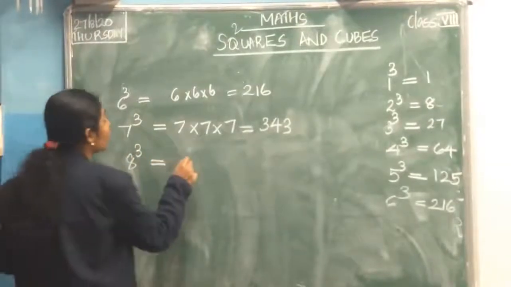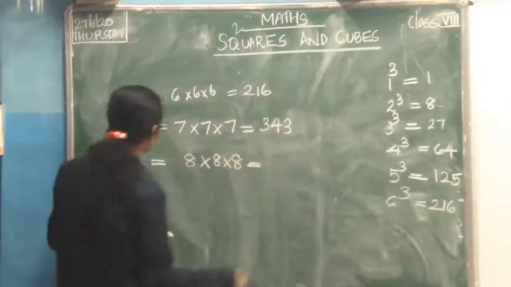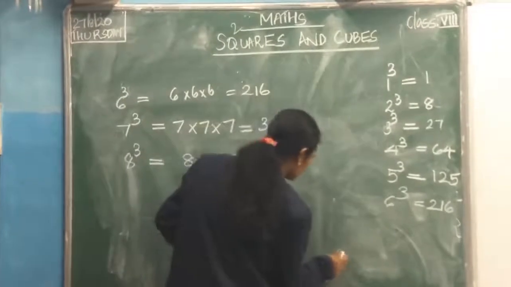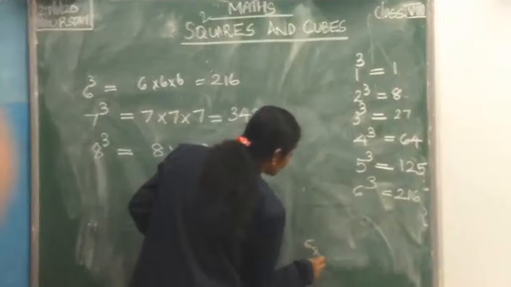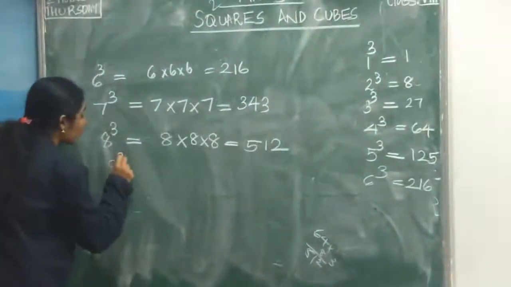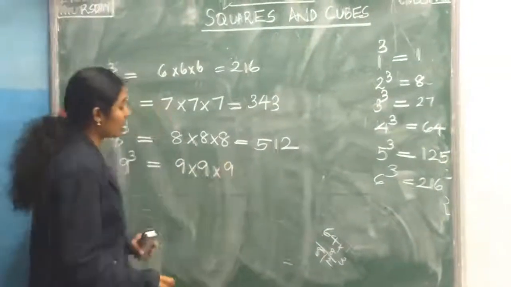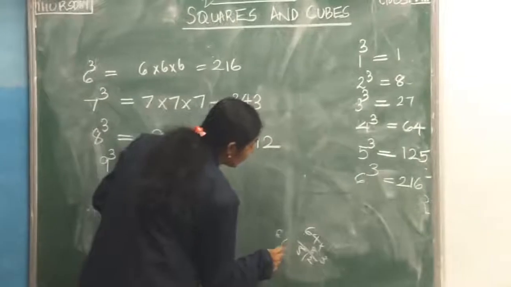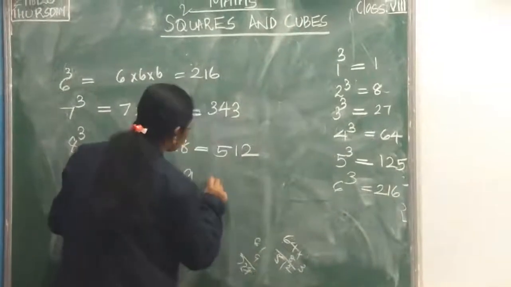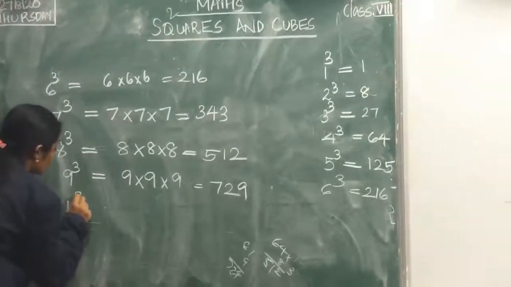Next, you should find 8 cube. 8 cube means 8 multiplied 3 times. 8 eights are 64, 64 eights are 512. Next, 9 cube. 9 multiplied by 9 multiplied by 9. 9 nines are 81, 81 nines are 729.